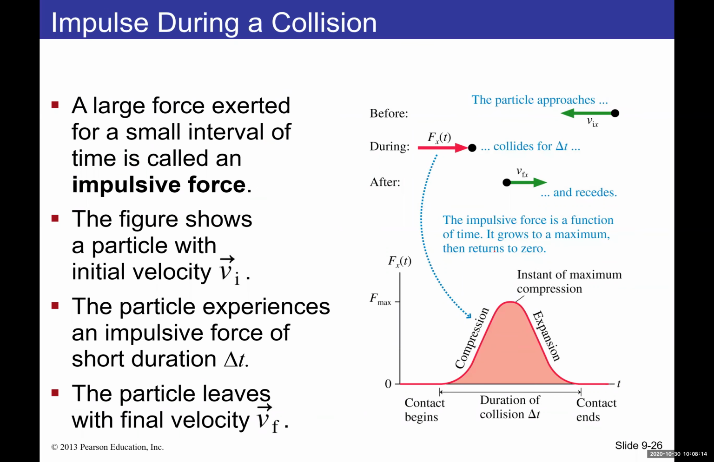So for example, think like this. Let's say this is a tennis ball moving to the left, and there's a racket which exerts a force and makes the tennis ball move in the opposite direction. This force acting on the object during the collision is known as an impulsive force.